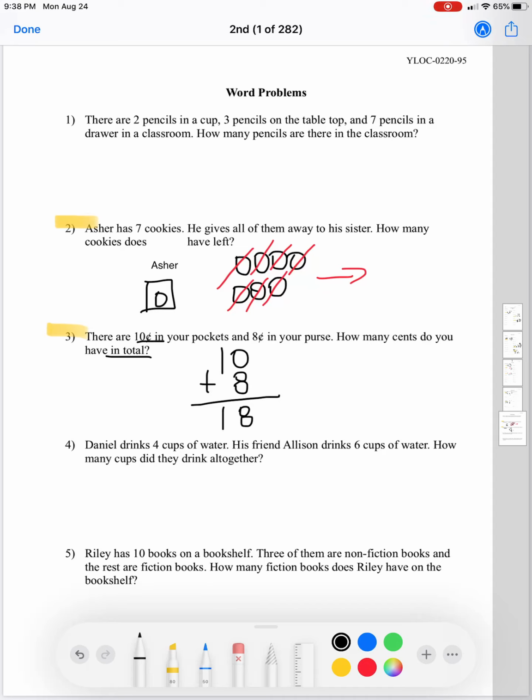Now, we were given the question in cents. Now we have to use that same sign in order to answer the question. So the answer is 18 cents.